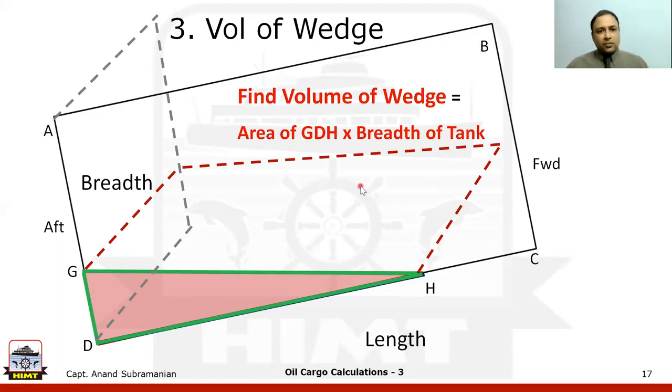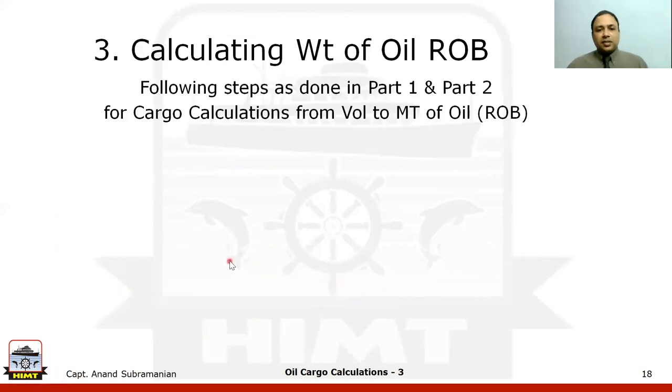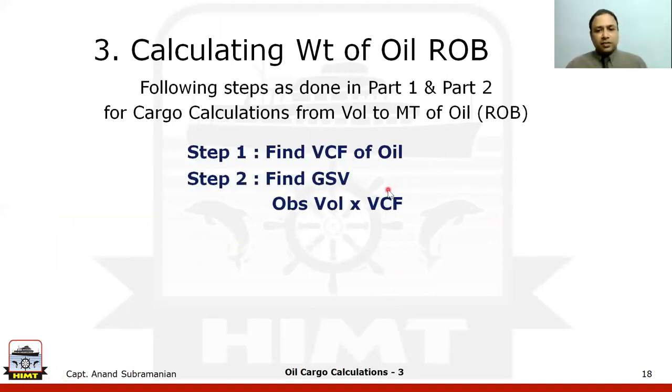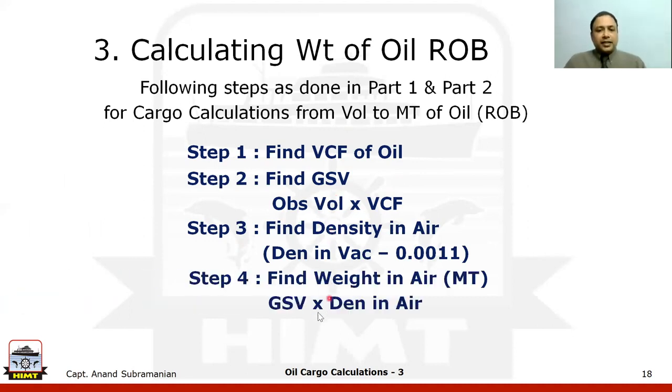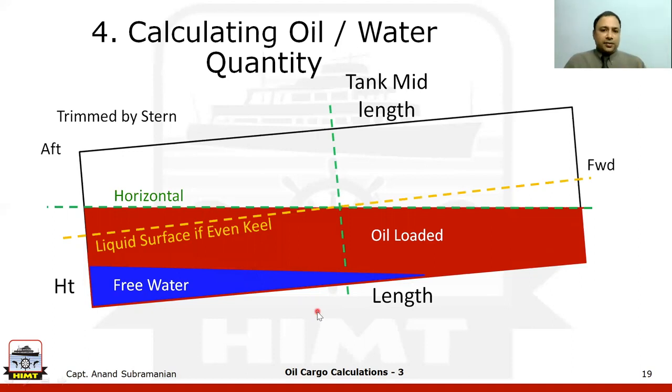Now if the volume of the wedge is water, we can subtract it from the total observed volume. If the volume of the wedge is oil, we multiply it further using the other factors to find out from the volume to metric tons. And the procedure for that is, first find the VCF of the oil at the observed temperature. From there you find out what is GSV, which is observed volume into the VCF. Whatever we get, this GSV value, we multiply that by density in air, and then we get what is called weight in air.